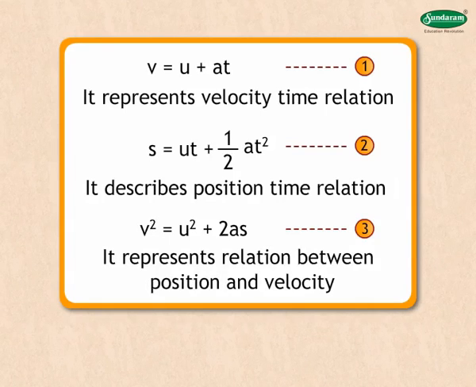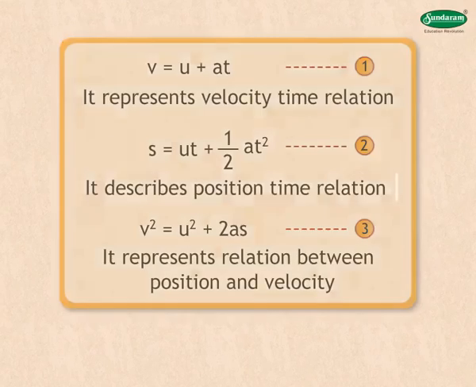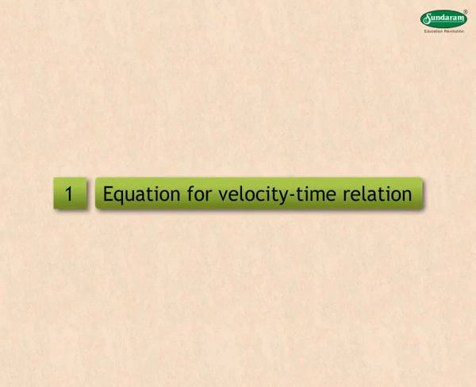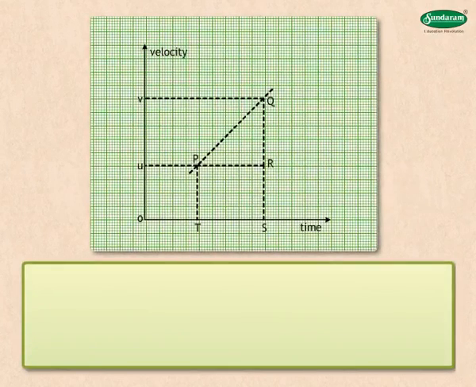These equations can be derived by graphical method. Let us see them one by one. 1. Equation for velocity-time relation. An object having non-zero initial velocity u starts from point P. Its velocity goes on increasing with respect to time and becomes v when it reaches point Q.